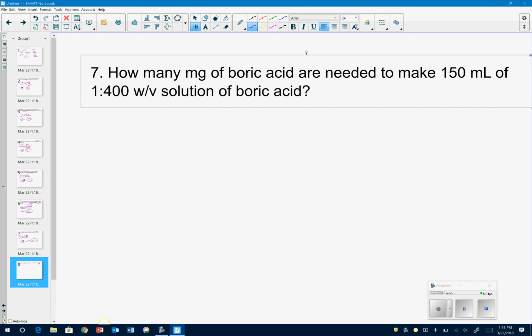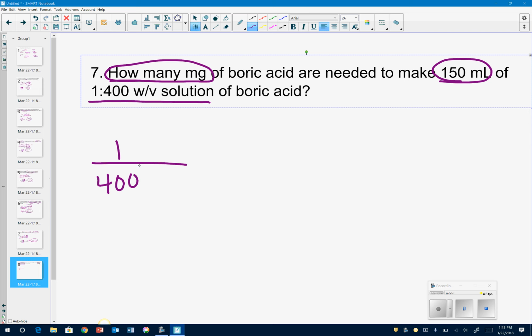So this will be the last one I do because I think these are pretty easy. How many milligrams? So we have X milligrams of boric acid needed to make 150 milliliters of a 1 to 400 weight and volume solution of boric acid. So it'd be 1 over 400. Again, it'd always be gram milliliters for a weight and volume. Then you want to do X milligrams over 500 milliliters.